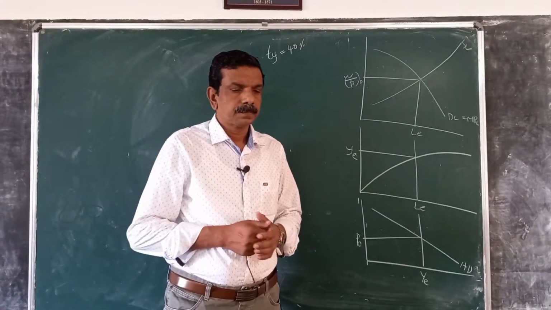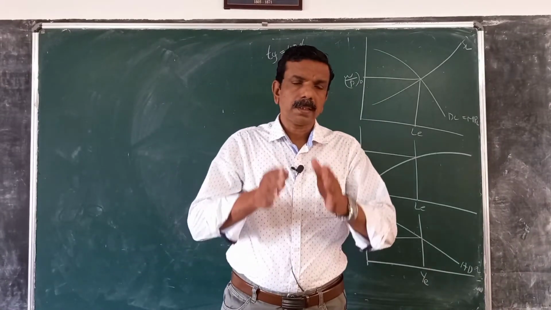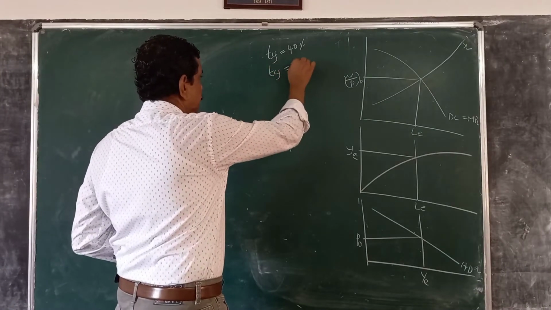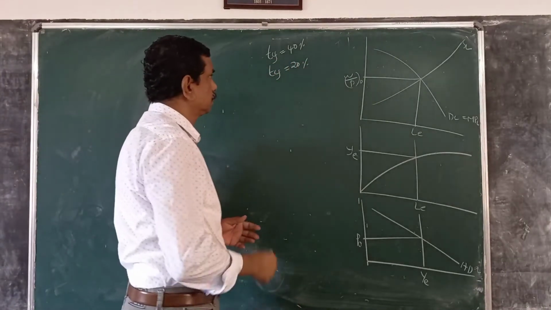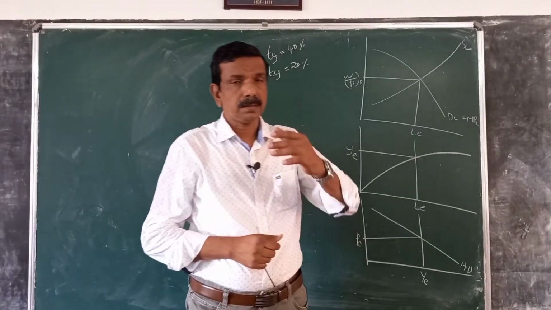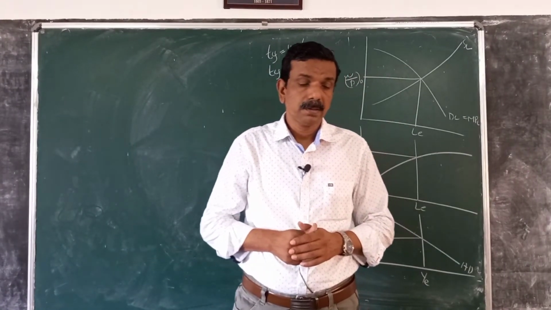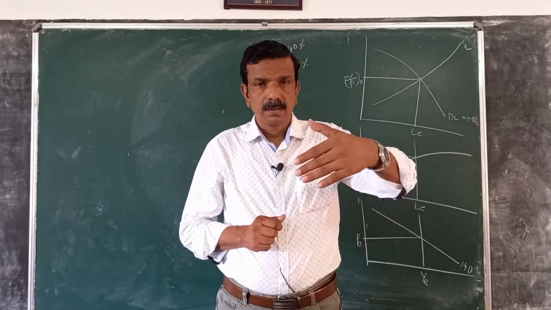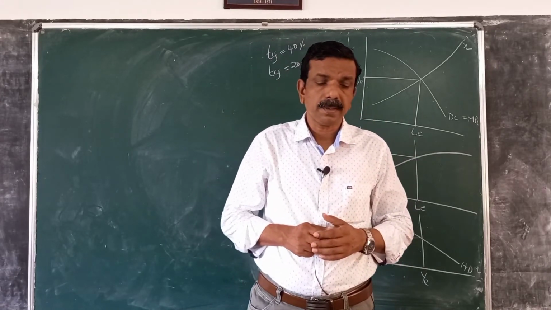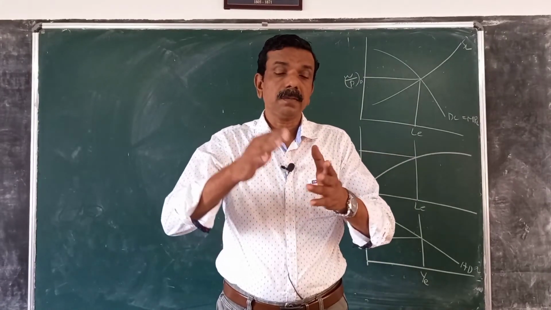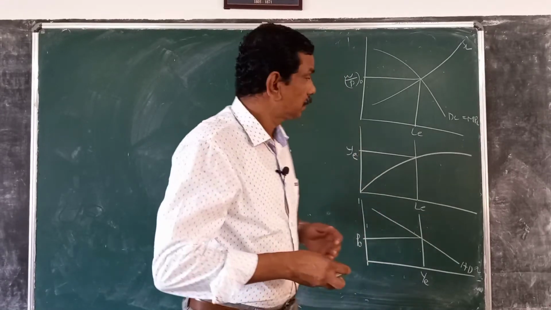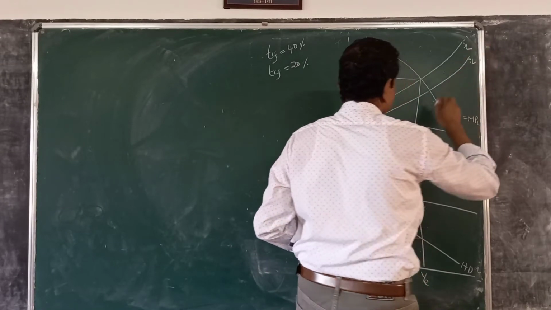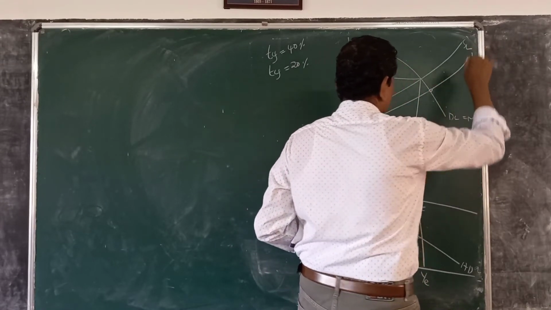Now, a cut in the tax rate from 40% to 20% increases labor supply as the real wage increases. So the labor supply schedule shifts towards the right, S dash L.